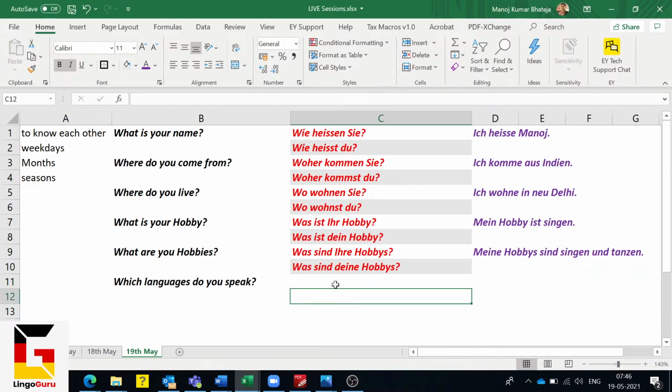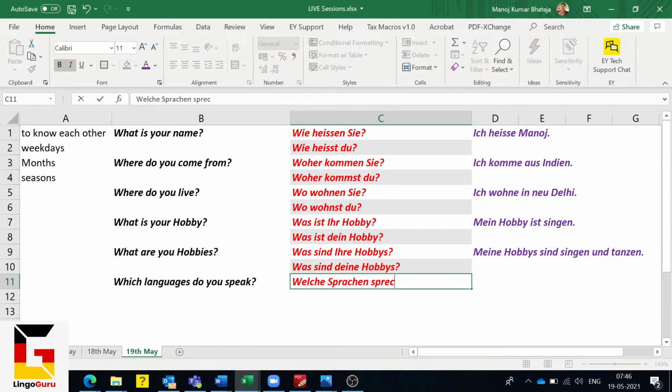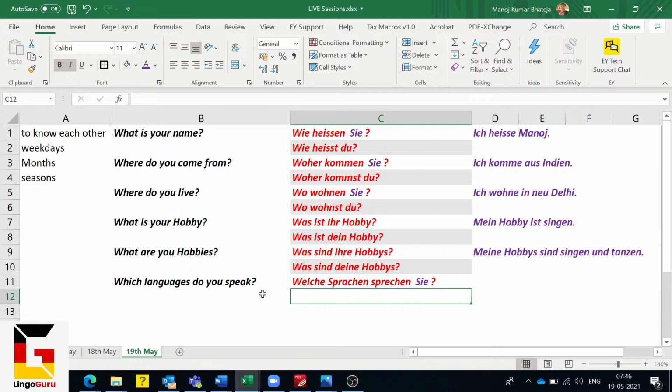Informal. Which languages do you speak? Welche Sprachen sprechen Sie? If you could observe here, whenever I'm asking someone in a formal way, I'm using Sie. The pronunciation is same as Z, like ZTV, Z music. This is my formal way to ask the question. Welche Sprachen sprechen Sie? Okay?